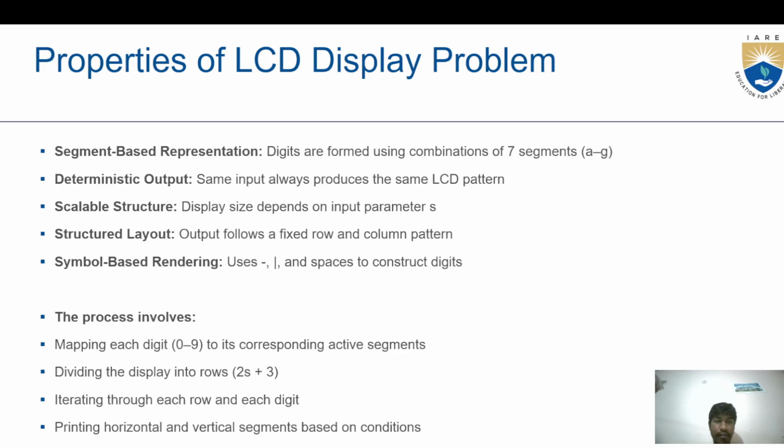The process involved is that it maps each digit into corresponding active segments, divides the display into 2s plus 3 rows, iterates through each row and each digit, printing horizontal and vertical segments based on conditions. It maintains proper spacing according to the number in the input and aligns between digits.